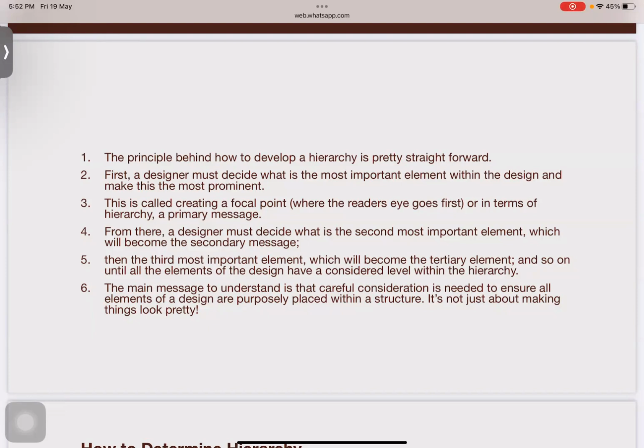Now this is called creating a focal point, where the reader's eye goes first, or in terms of hierarchy, a primary message. From there, a designer must decide what is the second most important element, which will become the secondary message. Then the third most important, which will become the tertiary element, and so on, until all the elements of design have been considered within the hierarchy. The main message to understand is that careful consideration is needed to ensure all the elements of design are purposely placed within a structure. It's not just about making things look pretty.